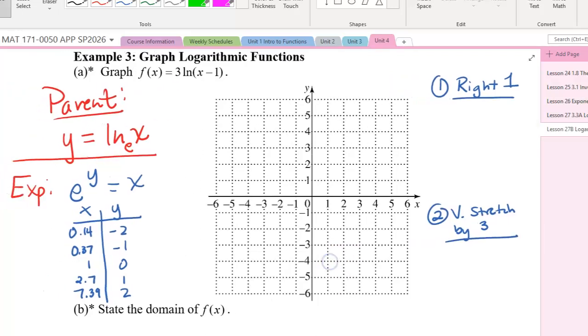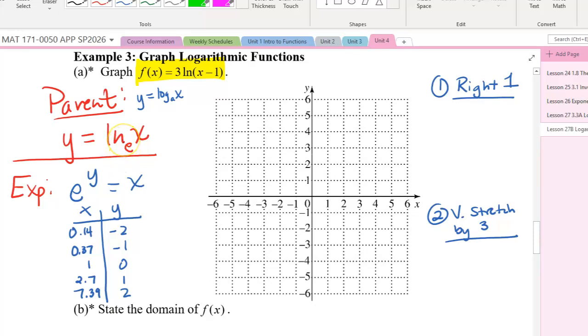So in this video, I'll be graphing the natural logarithm function f of x is equal to 3 times the natural log of x minus 1. So we're going to start with the parent function. And remember that the parent function of a logarithm is just y equals log base a of x. So it's just the log with the base of x. So in this example, since it's the natural log, we know that the base is e.